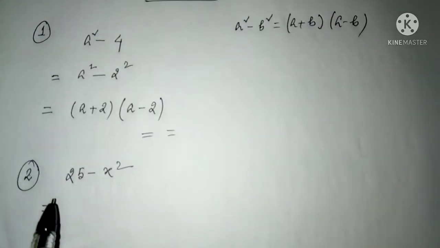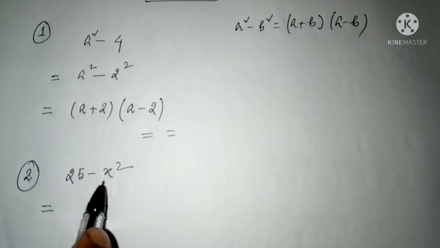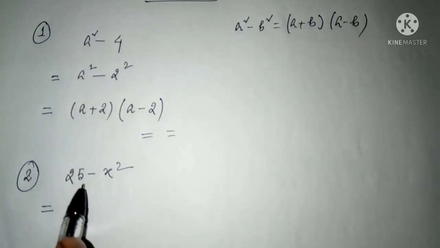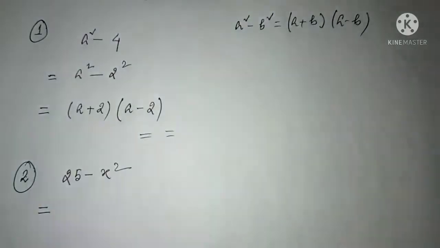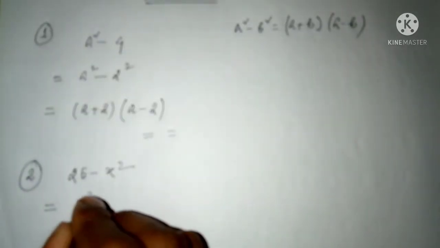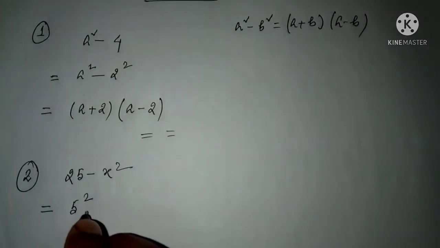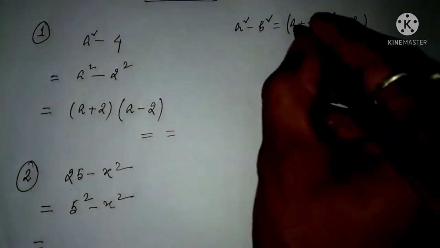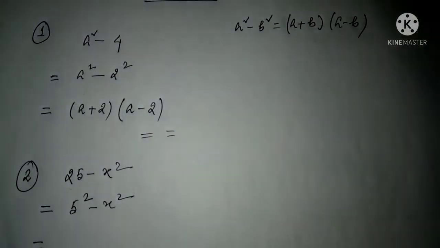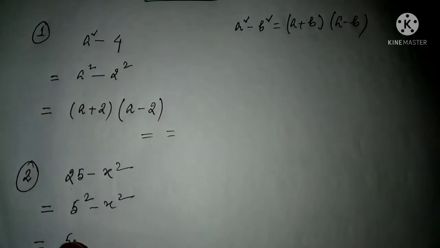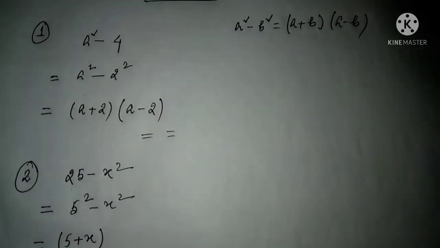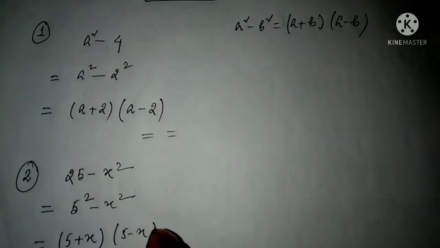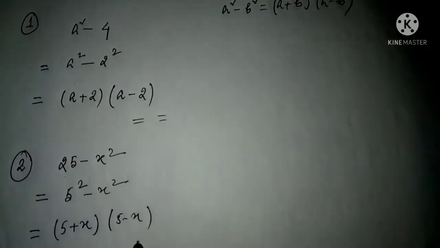Now this is our second question, 25 minus x square. Again I need to convert this into the a square minus b square form. 25, can I write it as 5 square? Now this is 5 square and this is x square. Now very simple, a plus b into a minus b, I can write in this form. Then you just write 5 plus x into 5 minus x. So this is our answer to the second question.